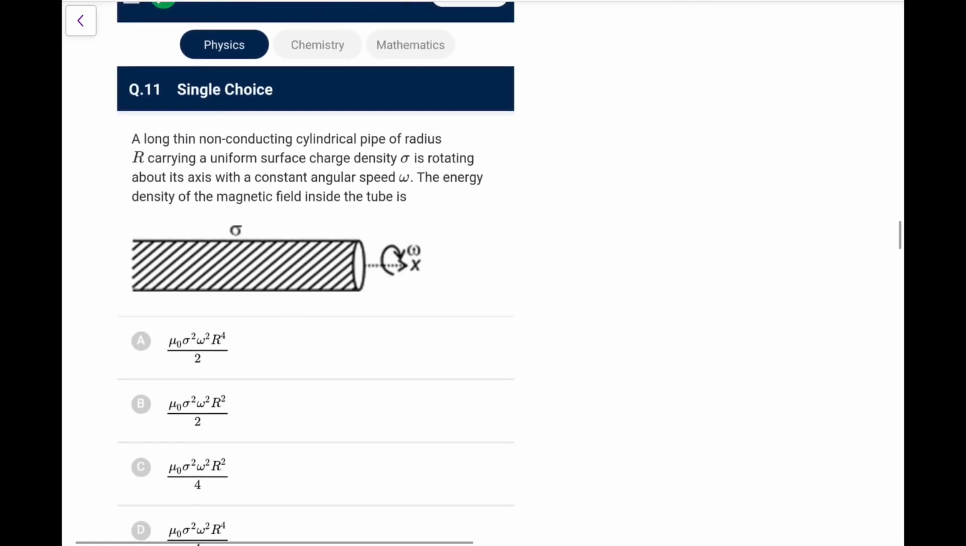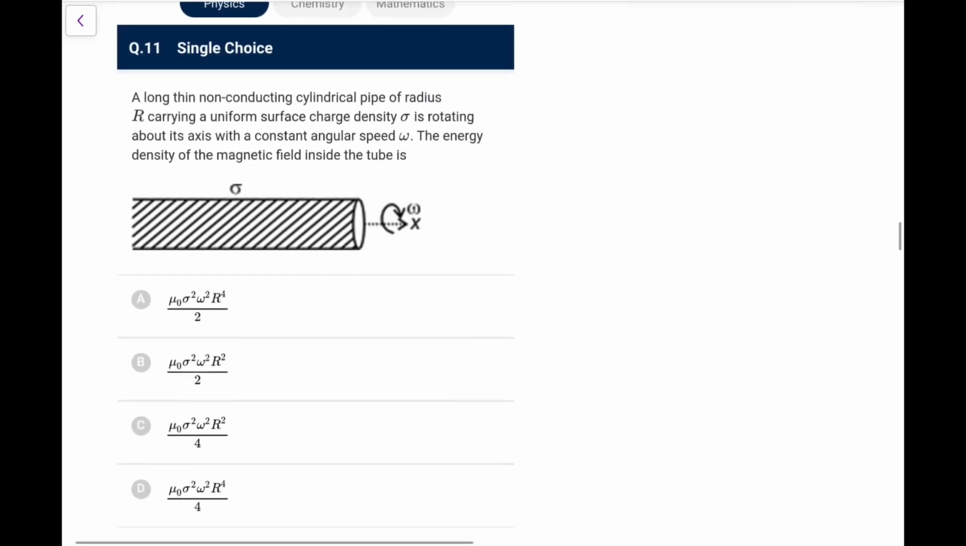Now the next one. A long, thin, non-conducting cylindrical pipe of radius capital R carries a uniform charge density sigma, rotating about its axis with a constant angular speed omega. The energy density of the magnetic field inside the tube is? I know the energy density is equal to B square by 2 mu naught. So it will basically act as a solenoid, because of this rotation, current will flow. And what current is going to flow?